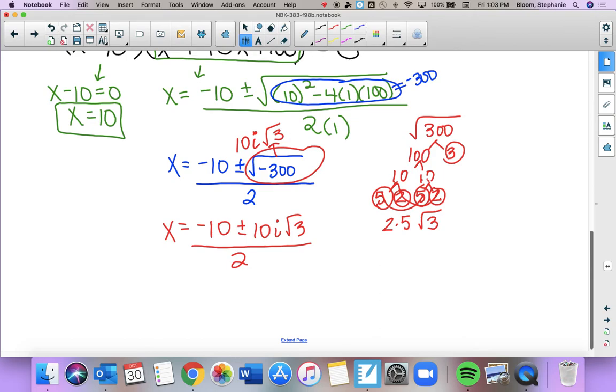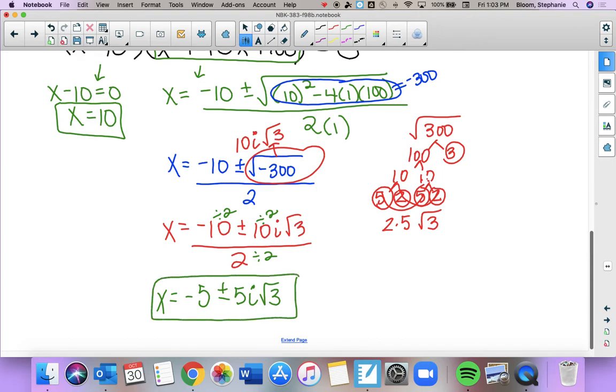Anything I can do here? Yep. Divide all of your numbers not underneath rads, all those coefficients, by 2. And so we get negative 5 plus or minus 5i rad 3. You could say over 1. You don't have to. Okay? Now, how many answers did we get right here? 3. Does that make sense?